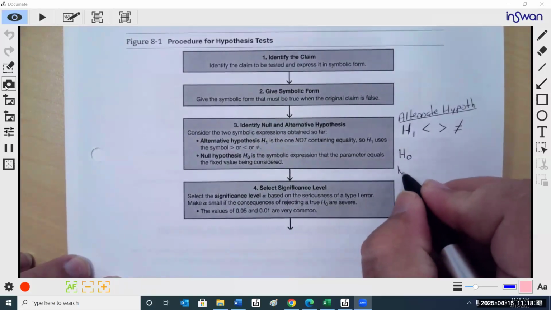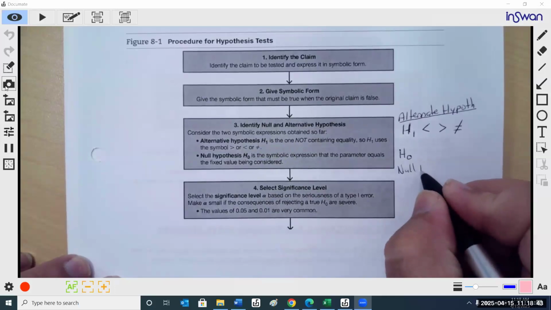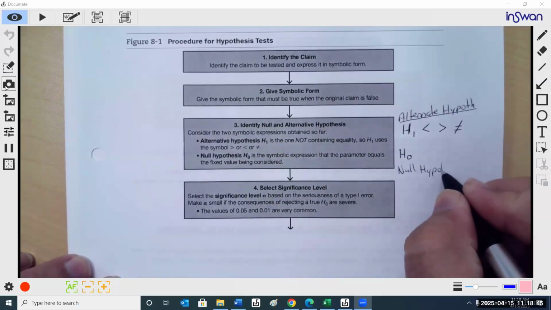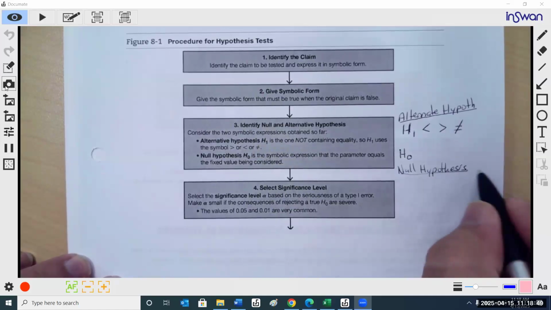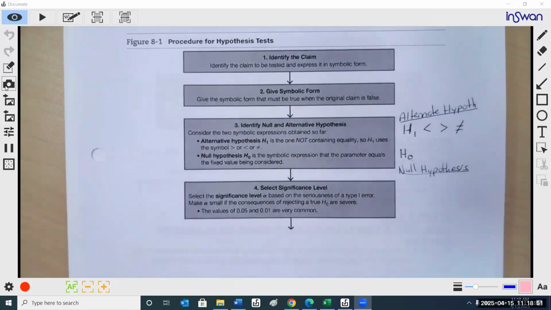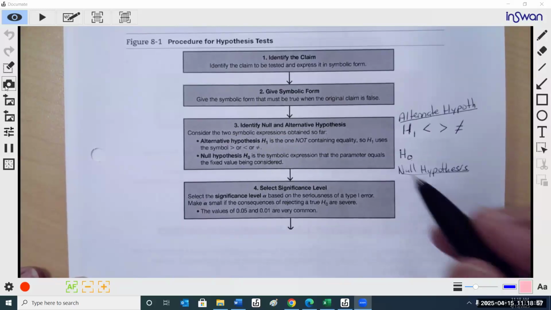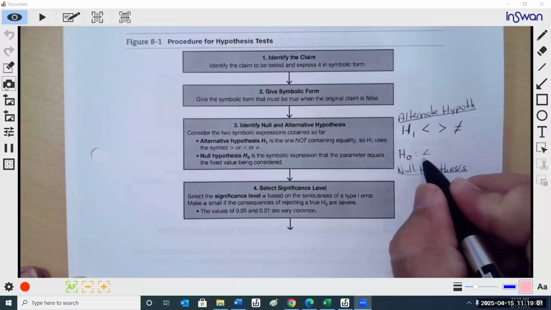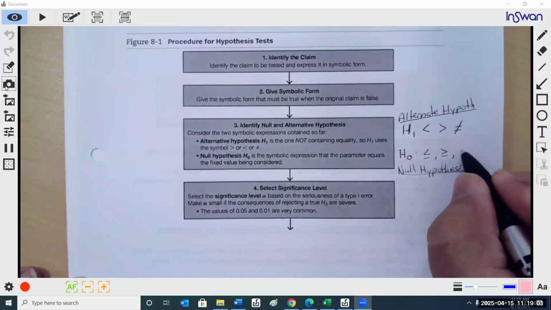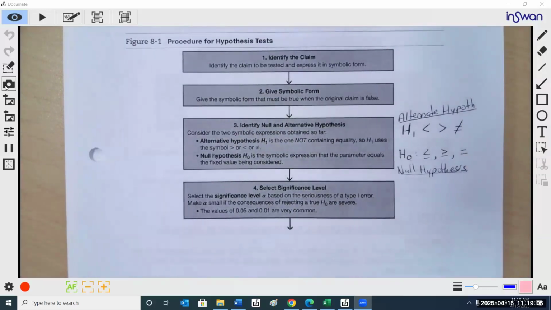H0 is called the null hypothesis. The reason it's called the null hypothesis is because it's zero. That's what we're using to compare it. This one can be less than or equal to, greater than or equal to, or equal to. Those are the symbols we use for those null hypotheses.